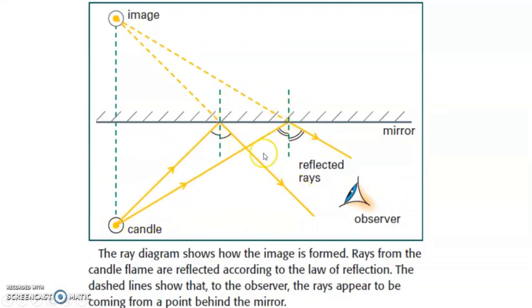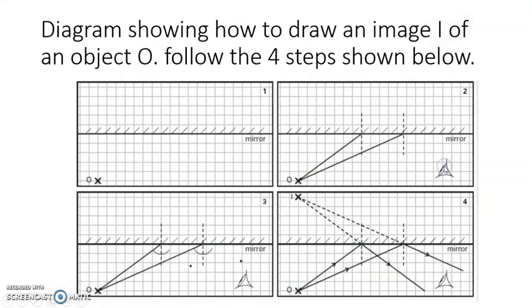Two random rays. Then you draw your normals at 90 degrees to the mirror. Then you measure this angle here, and then you reproduce that angle there. Since this angle is equal to that angle, then you extend that line coming down there, okay? You do the same here. You extend that line coming down there, right?